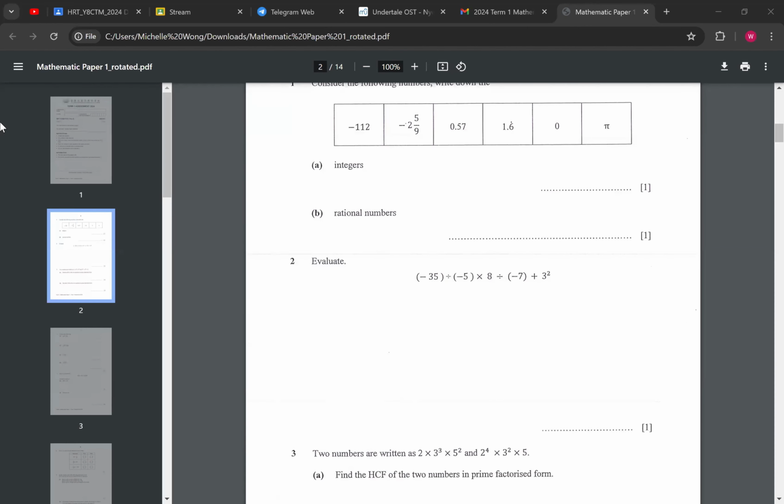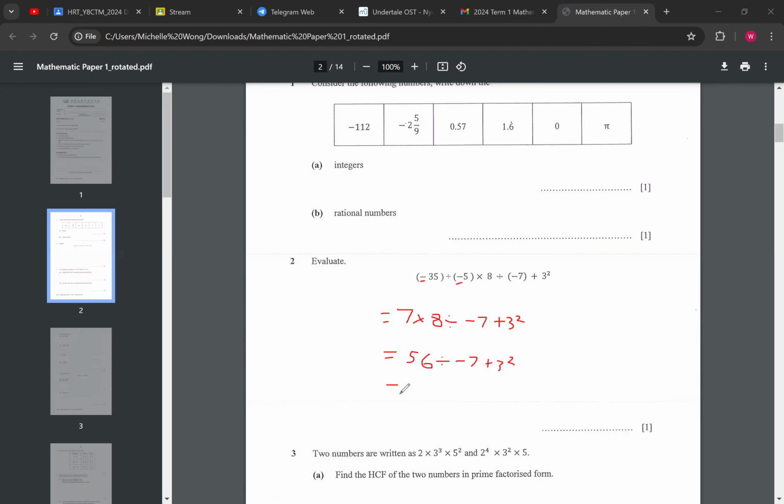For number 2, evaluate -35 divided by -5 times 8 divided by -7 plus 3 to the power of 2. So -35 divided by -5, you see that's both negative, so it'll be positive. So 7 times 5 is 35, so it'll be 7 times 8 divided by -7 plus 3 to the power of 2. 8 times 7, you get 56, divided by -7 plus 3 to the power of 2.